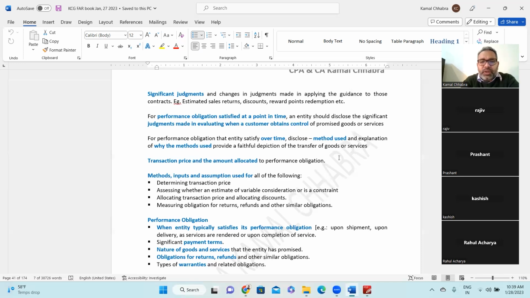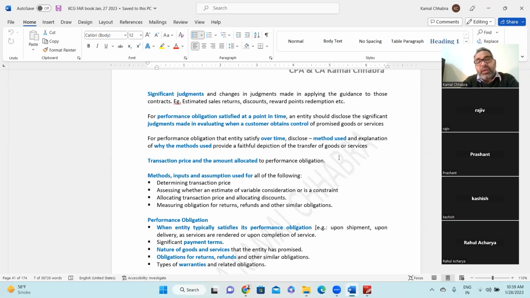Next is for performance obligations that the entity satisfies over time. There you need to disclose the method used and an explanation of why the method provides the most faithful depiction of the transfer of goods and services. So you need to give an explanation for that. If you remember, when we were discussing the fifth step of revenue recognition, there are two methods, the point in time method and the over-time method. First we always look at the over-time method. If the over-time method does not apply, then we go to the point in time method.